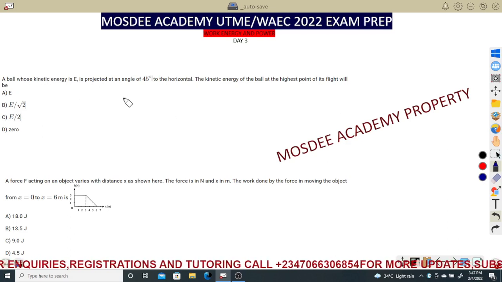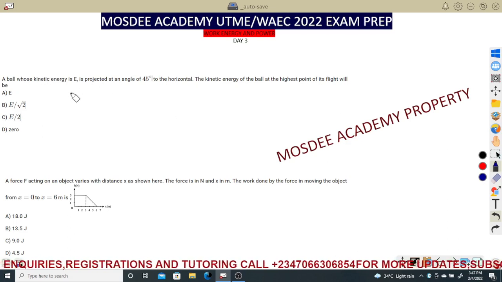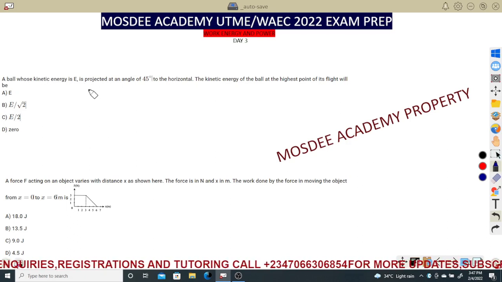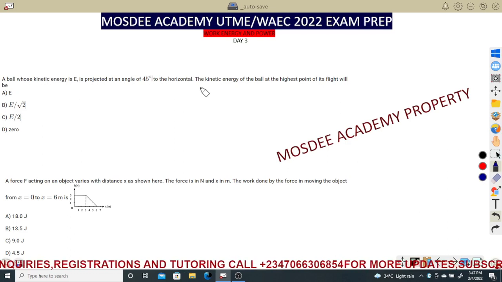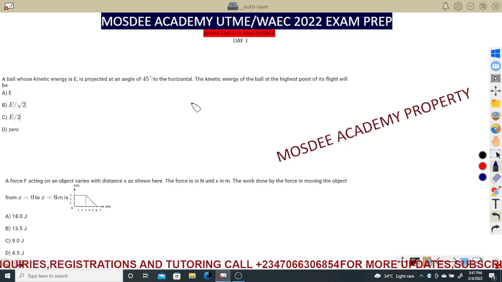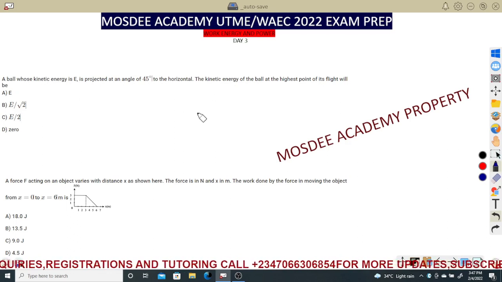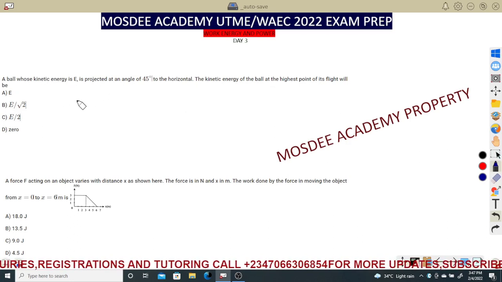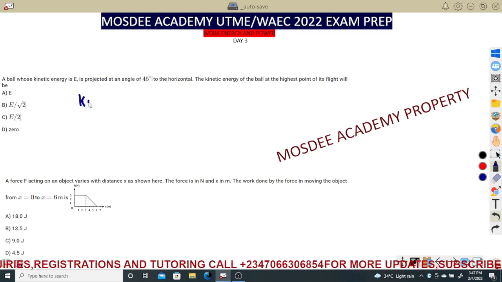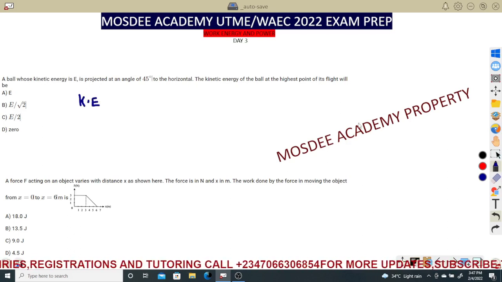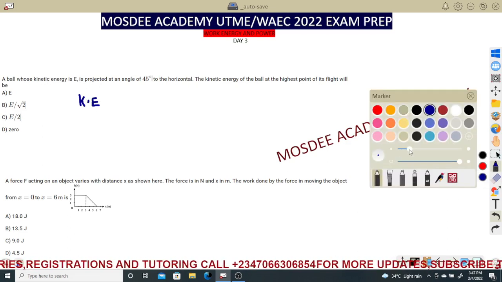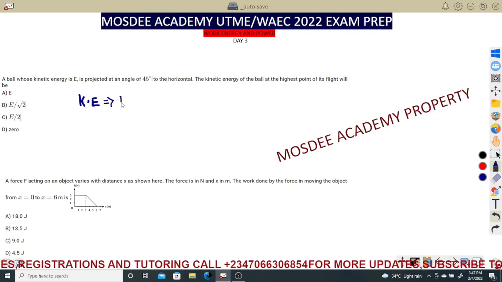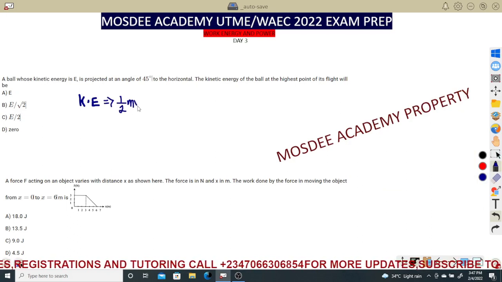So the first question is: a ball whose kinetic energy is E is projected at an angle of 45 degrees to the horizontal. The kinetic energy of the ball at the highest point of projection is dash. I think the concept of energy is tested here. Kinetic energy from junior classes is given as half mv squared.